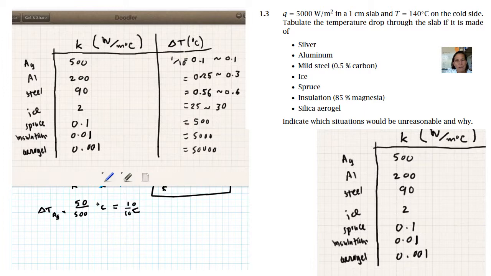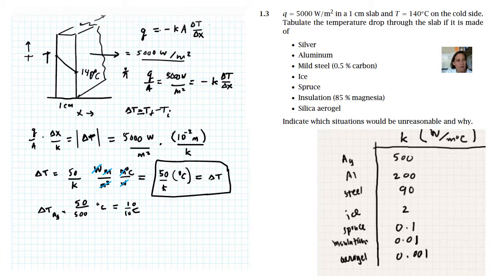If we go back to our original situation, this is the cold side of the wall. Is it reasonable for silver to be 140 degrees C? Yes. Aluminum is reasonable. Steel is fine. Can ice be 140 degrees C? I don't think so. That would be water.